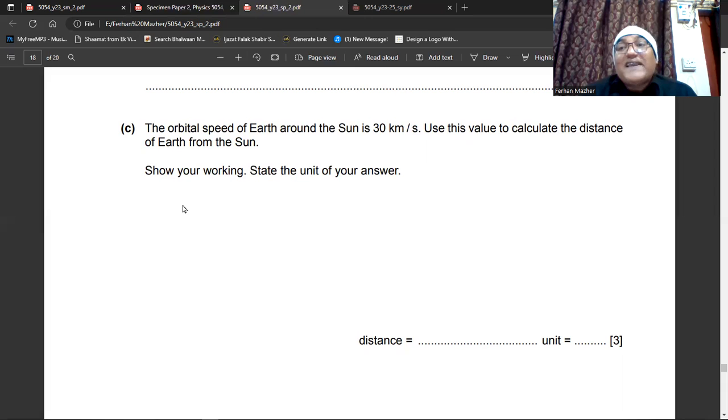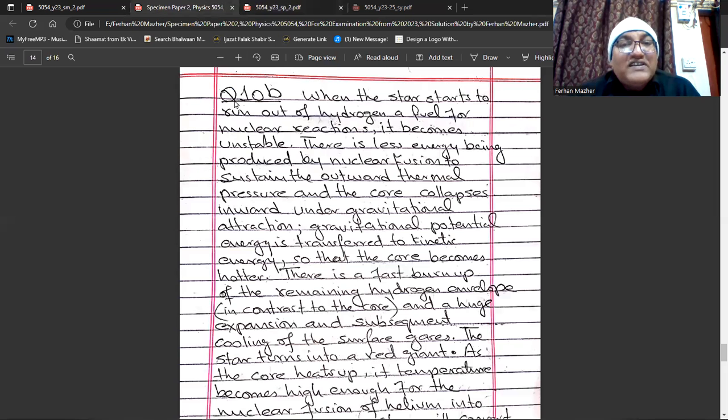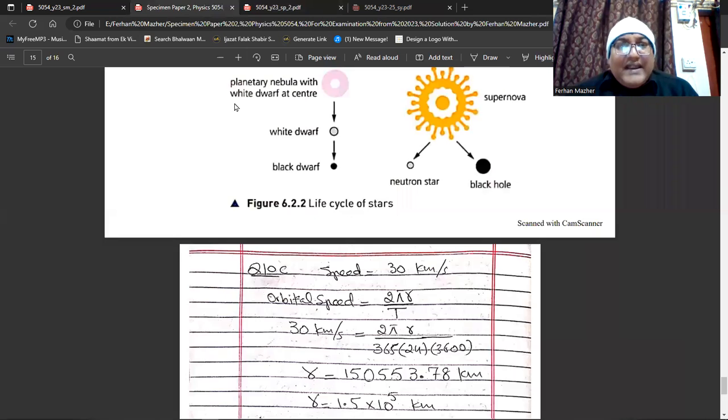The circumference of the orbit is 2 pi r. R is the radius, which is the question here. And the time is in seconds. We have to take the time in seconds, because in the orbital speed, the time is given in seconds. In how much time does the earth complete one orbit around the sun? That is 365 days. In one day you have 24 hours, and in 1 hour you have 3600 seconds. So very easily we can find the radius of this, and here we go.